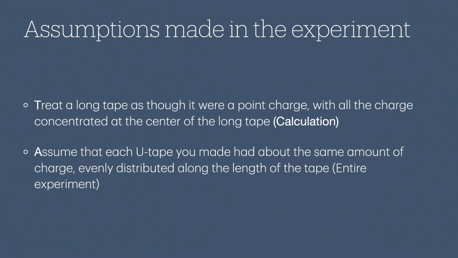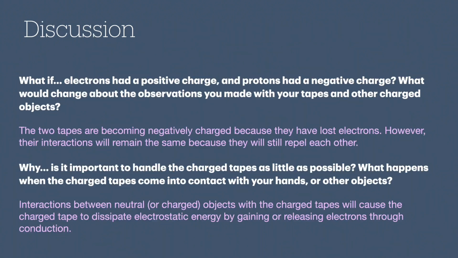Here are some assumptions made in the experiment. I treated the long tape as though it were a point charge, as shown in the model, with all the charge concentrated in the center of the tape. I used this for my calculations so everything can be simplified. However, this is a simplification. I also assumed that each tape, the upper tape and the lower tape, had about the same amount of charge evenly distributed along the length of the tape, which was covered in the entire experiment. If it's not evenly distributed, the charge may vary because the concentration of the charge varies.